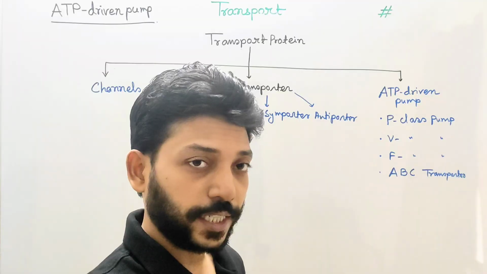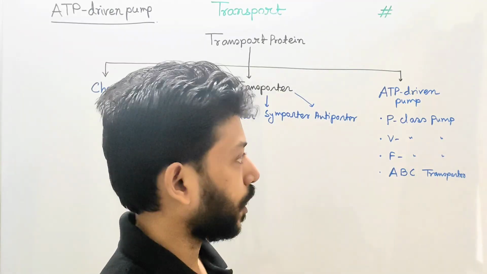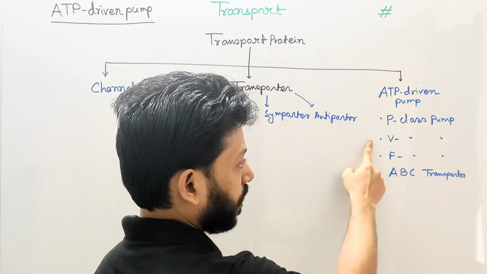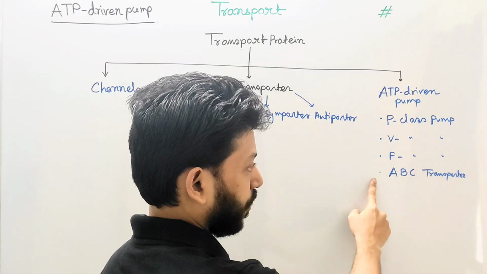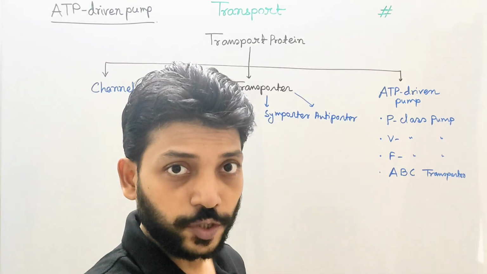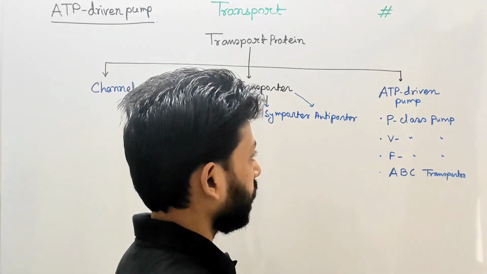Now, ATP-driven pumps contain four different classes of proteins. One is called P class pump, then V class pump, F class pump and ABC transporter. In this video, I'll be talking about the P class pump.